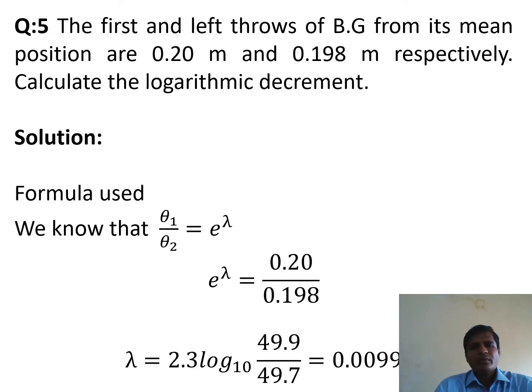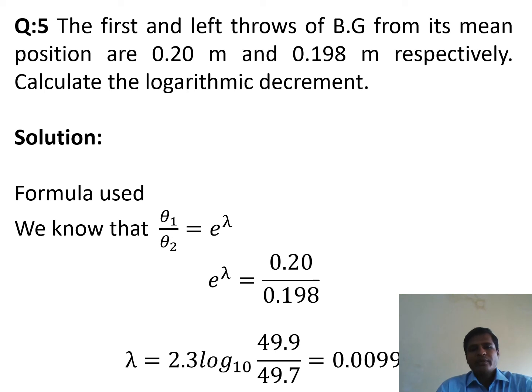Question number 5. The first and left throws of ballistic galvanometer from its mean position are 0.2 meters and 0.198 meters respectively. Calculate the logarithmic decrement. The solution. The given quantities in the problem are theta 1, that is 0.20 meters, theta 2, that is 0.198 meters.